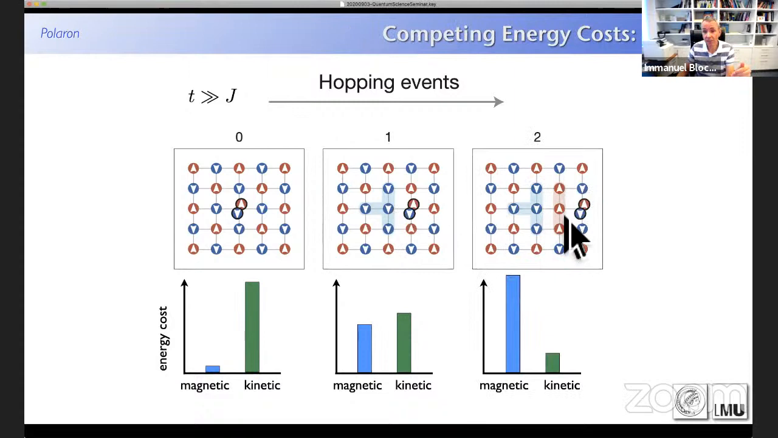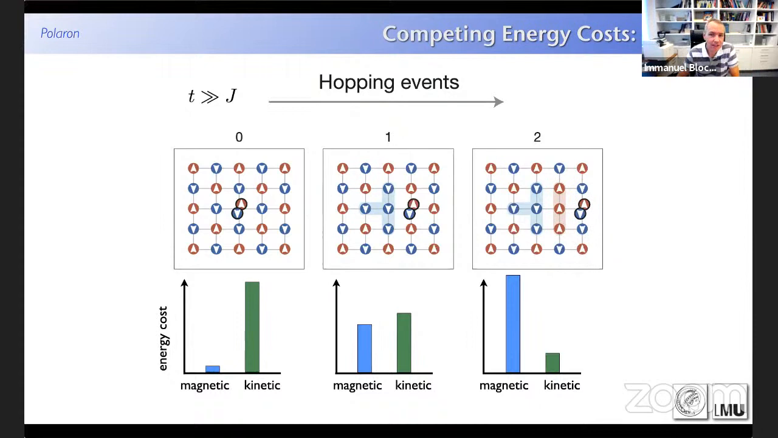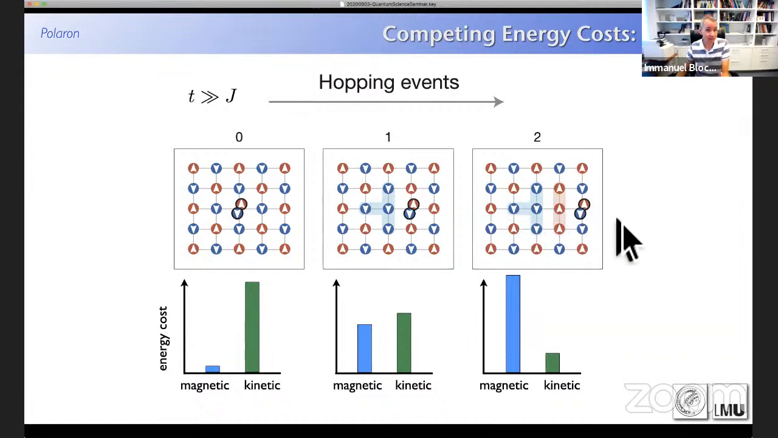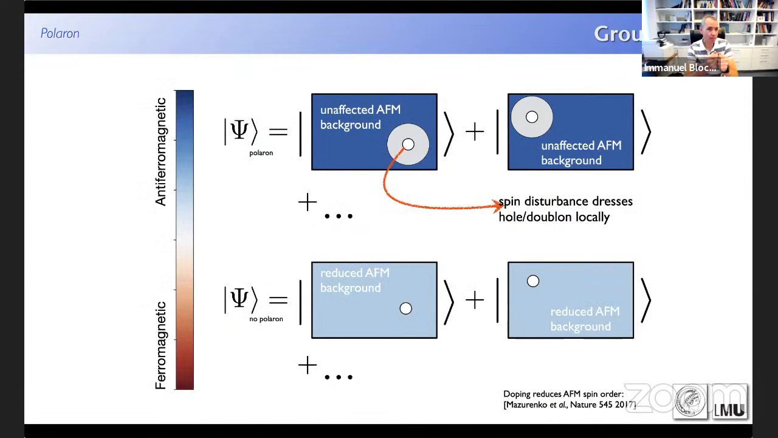And this basically costs it a lot of magnetic energy, because remember, spins want to align antiferromagnetically. So if you keep on moving, you will have to pay a lot of energy cost, and the doublon doesn't have that energy. So the question is, what can the doublon do to find the optimum solution in the 2D system? In 1D, remember, we had complete separation of spin and charge. In 2D, the situation is very different.